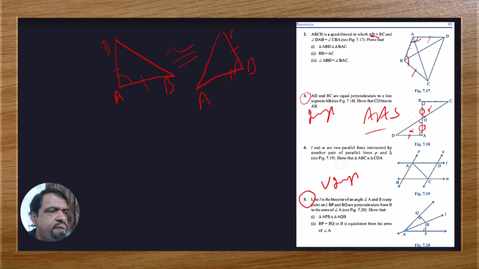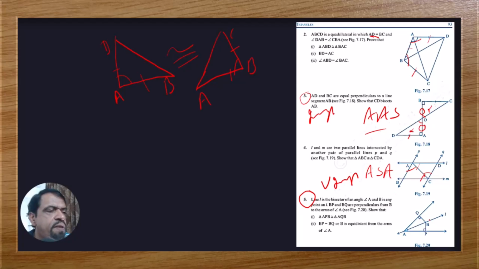Again, this is very simple. These are parallel lines, vertical and horizontal. You have to prove that ABC and CDA are congruent. So remember again, students, don't wait for the full solution because I am giving only the quick revision. If you need the full solution, you can go to my channel and find the playlist for class 9th maths. Now see, these are parallel lines. So these two are alternate angles, and these two are again alternate angles, and this AC is common. So by ASA, angle side angle, the triangles are congruent.